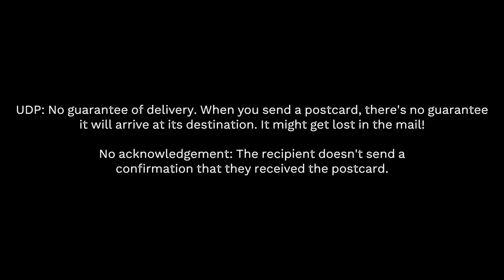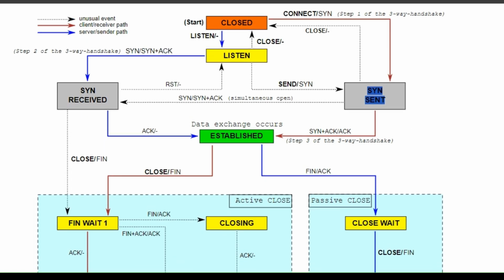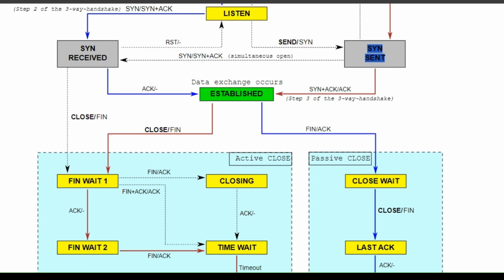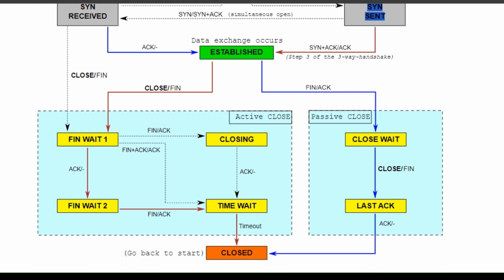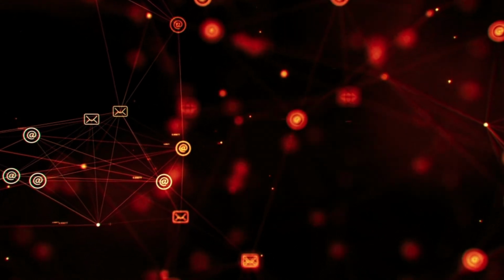TCP has some key features that make it reliable. It is error checked, so if a packet is corrupted, it is resent. It is also ordered, so packets arrive in the order they were sent. And it is acknowledged, so the sender knows when the packet was received.